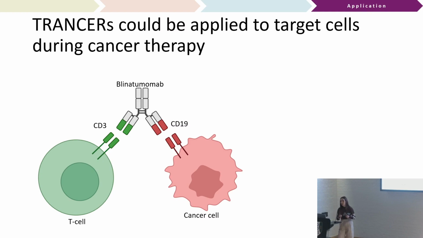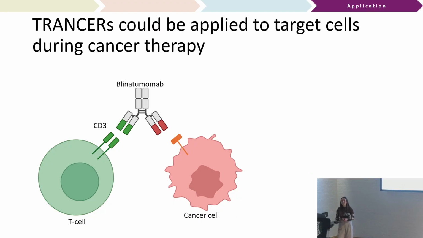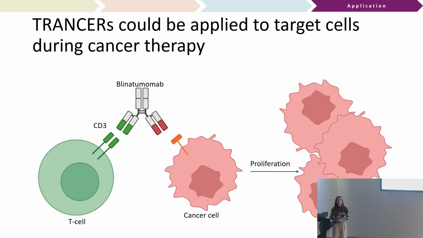What this bispecific antibody does is it activates the immune system, the T cells that it's binding, targeting the cancer cells for degradation. Unfortunately, not all cancer cells express CD19, and they can also escape treatment by just mutating the expression of the cell surface receptor. And therefore, in the case of blinatumomab, it will still lead to cancer progression.